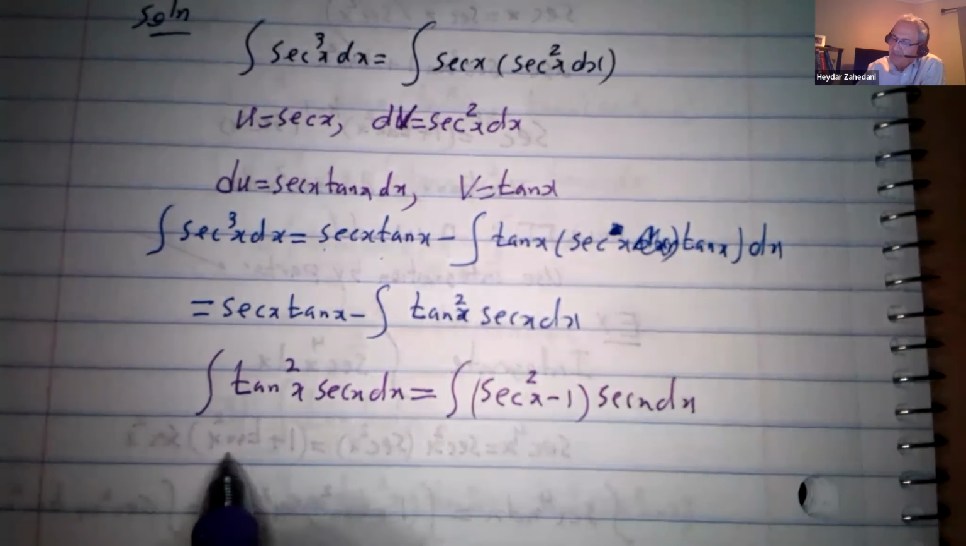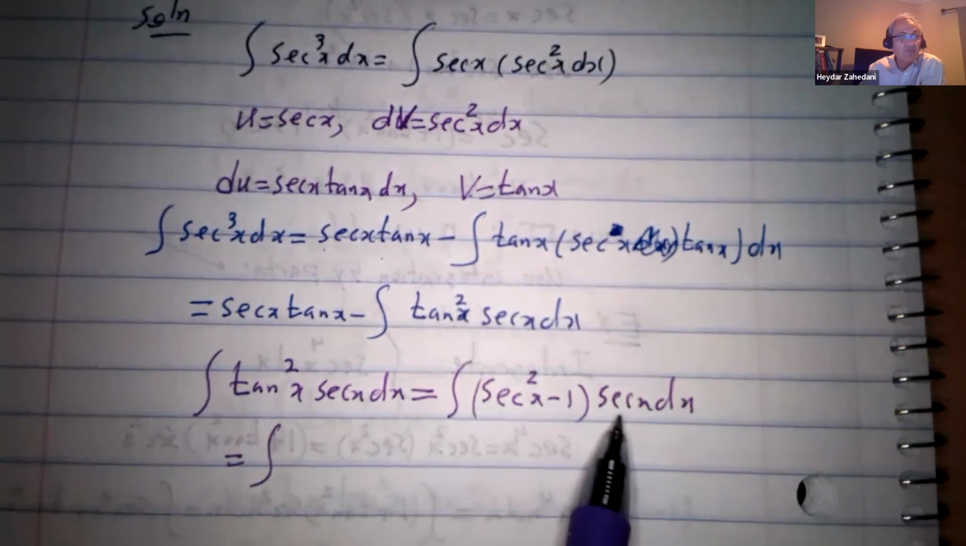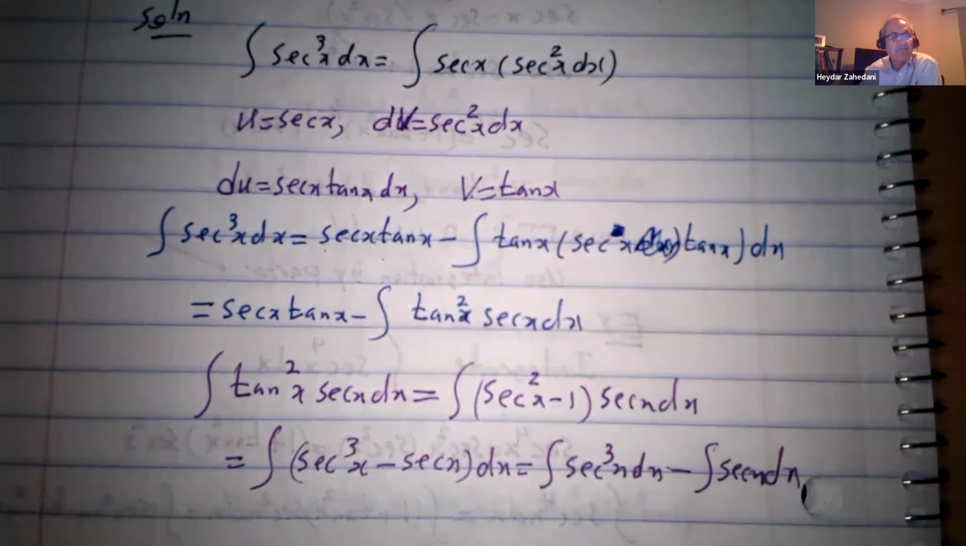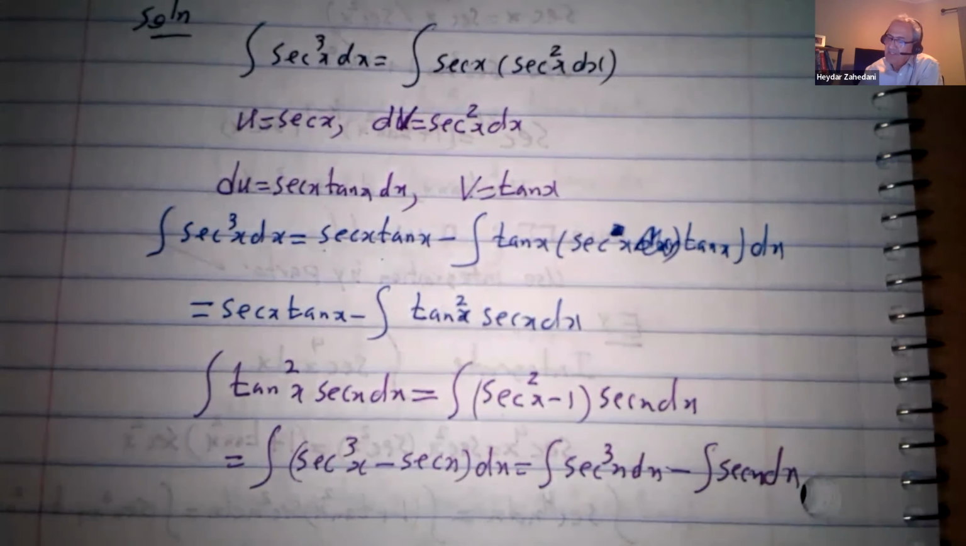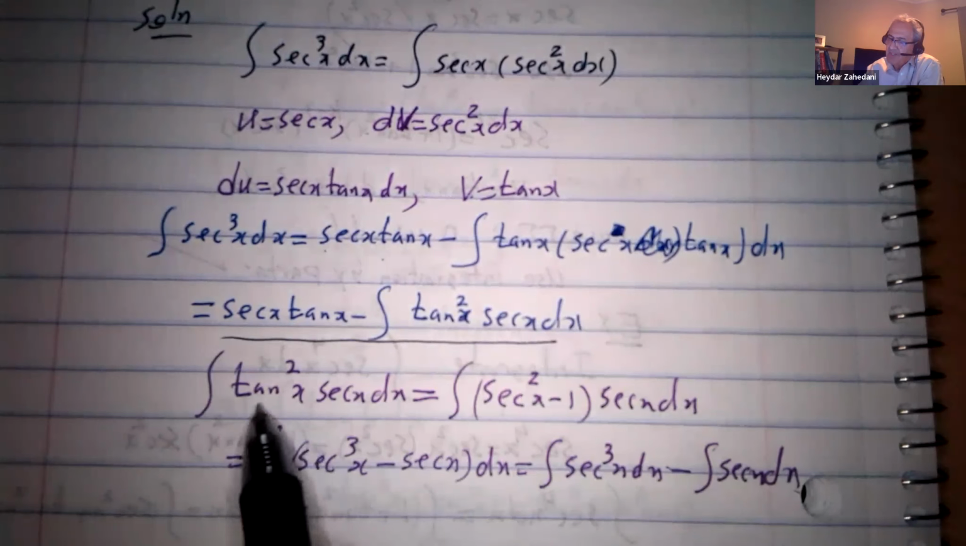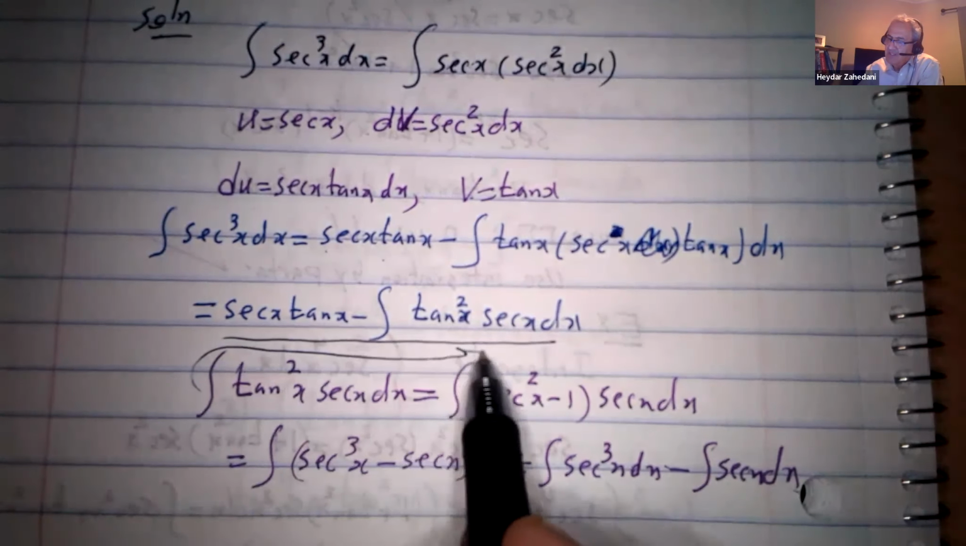If you multiply it, you'll be surprised. You see secant squared times secant would be secant cube. It takes you to the original one. It's going to be secant cube of x minus secant. So if you distribute it, that gives you integral of secant cube of x dx minus integral of secant of x dx, you see. But remember, this is the one that you are interested in. So go back and substitute. You take this one and you substitute it here.